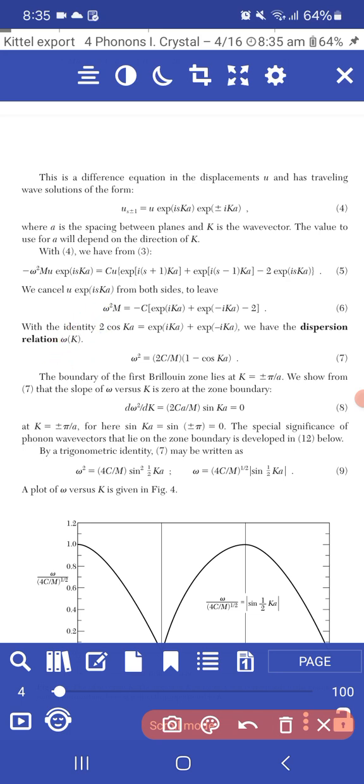ठीक है, तो ये ओमेगा स्क्वायर इज इक्वल टू 2C/m (1 माइनस cos ka), 2C/m (1 माइनस cos ka).